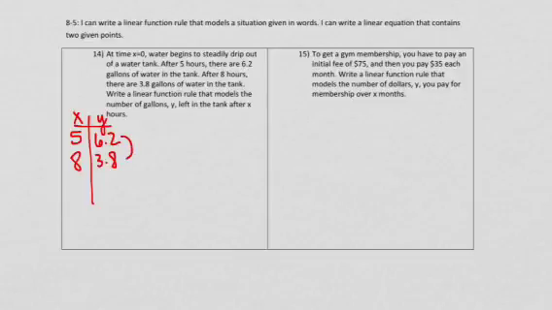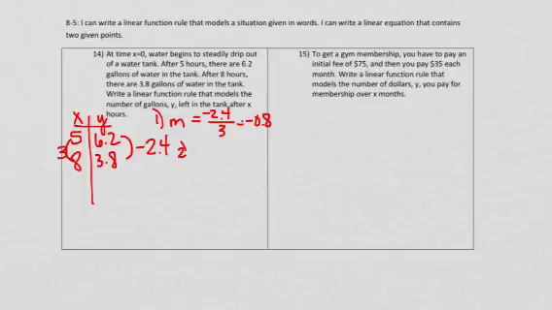So that goes down 2.4, and this one goes up 3. So the slope, which is step 1 of our writing equations, is -2.4 over 3, which is negative 0.8.